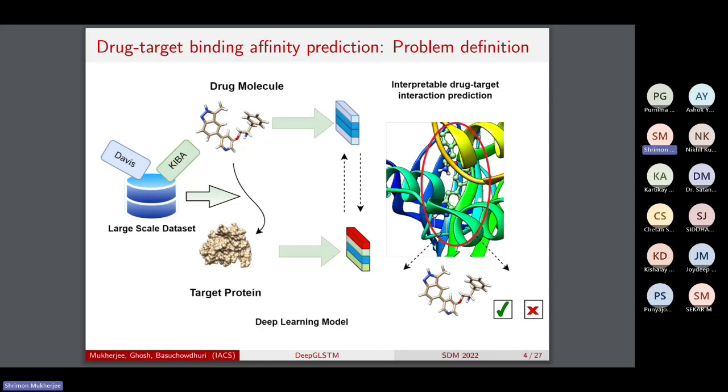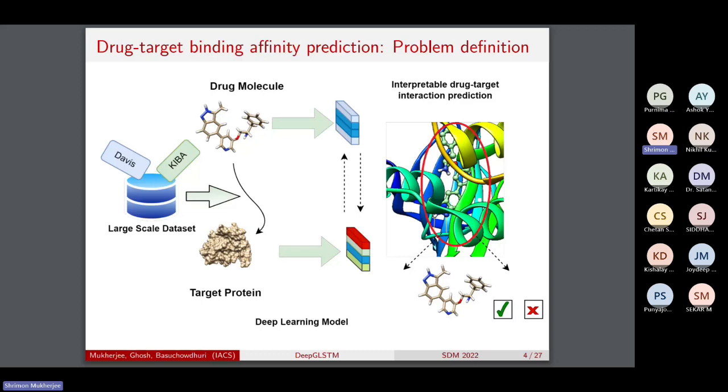This is our main motivation for why we apply AI in drug target binding and in drug repurposing. Drug design is basically divided into two parts: one is generating new drugs from the existing drugs, and the other is repurposing the drugs which are already available in the market.